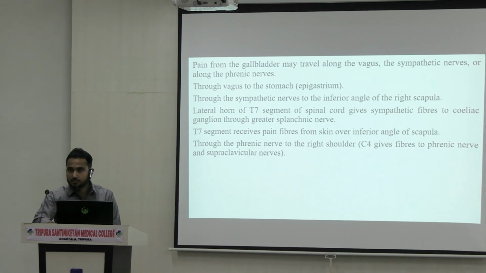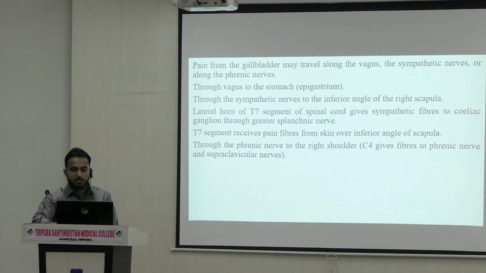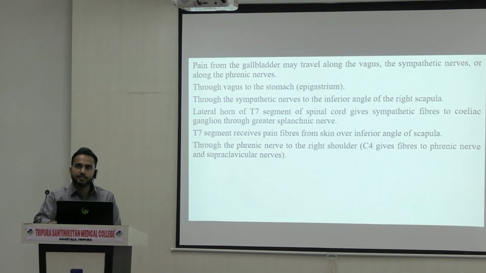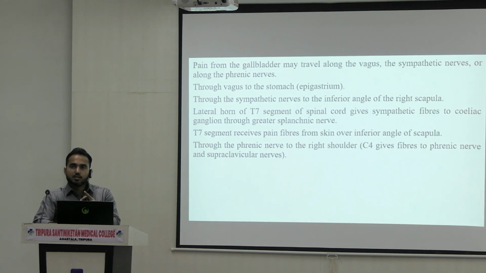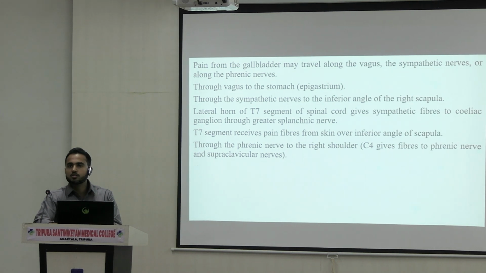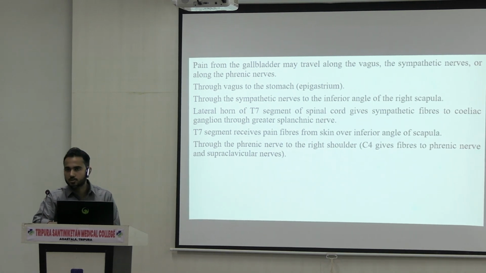Next, through the phrenic nerve, which is supplying the diaphragm, I hope you know. The root value is C4. Now the superficial nerve coming out from the C4 segment is also supplying the skin over the right shoulder. So that's why the pain is felt in that particular area also.